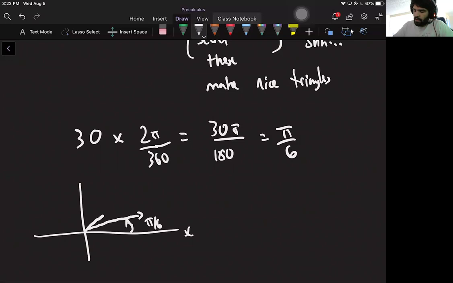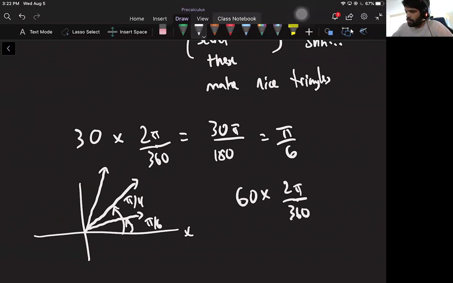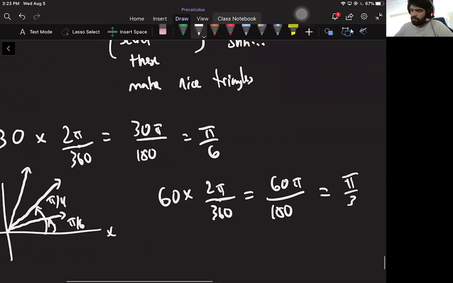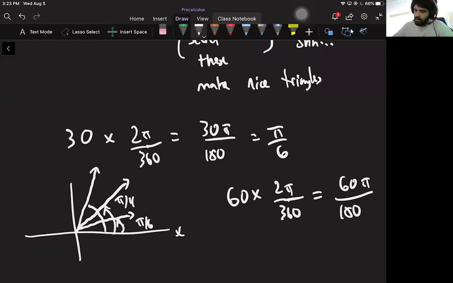And then we already found pi over 4 was 45 degrees. So that's what this one is. And then 60, we don't know yet, but it's going to be up there. So let's do it too. 60 times 2 pi over 360. That's going to be 60 pi over 180. That goes into it 3 times, so pi over 3. So this guy is pi over 3.